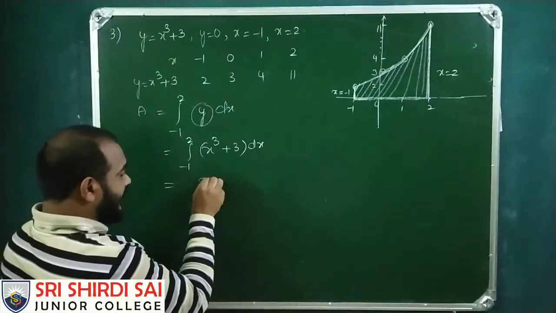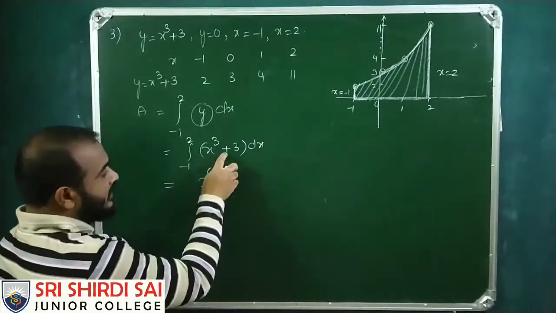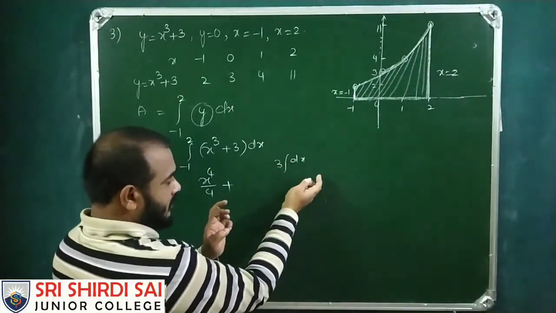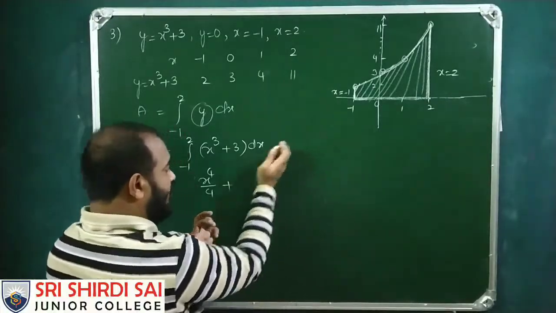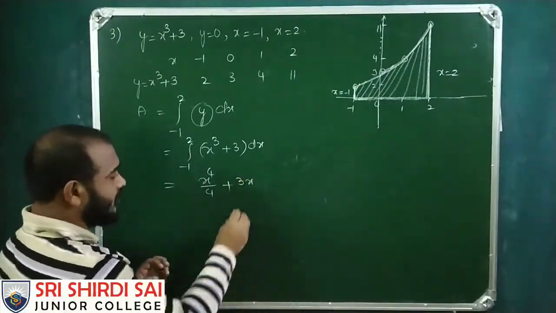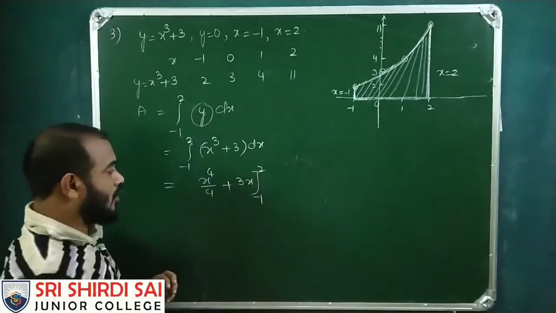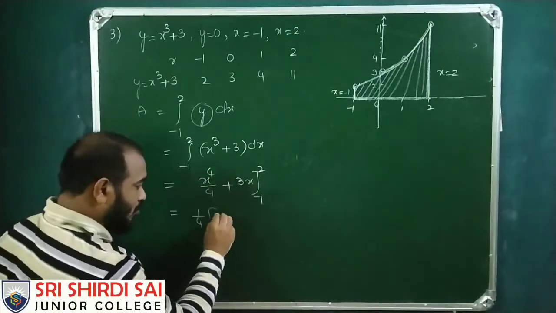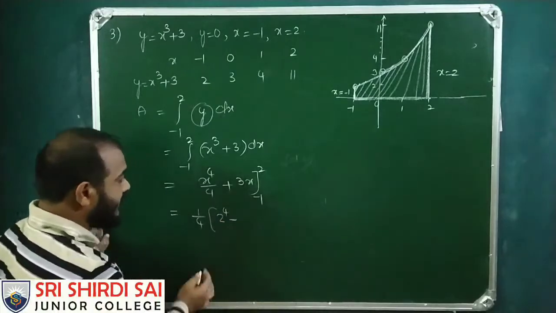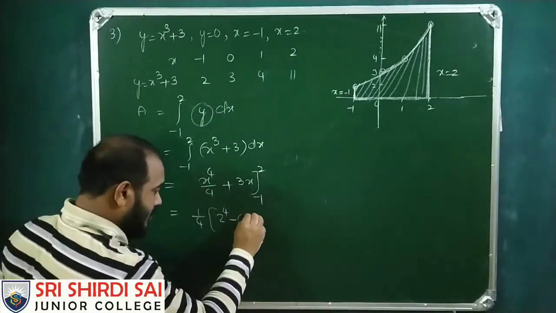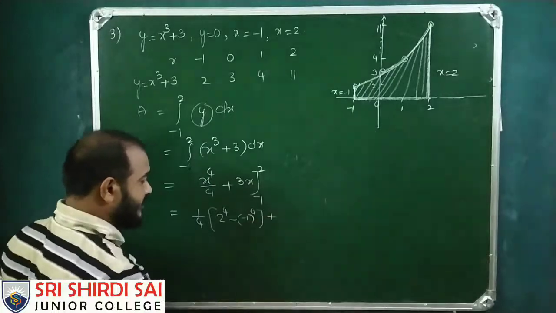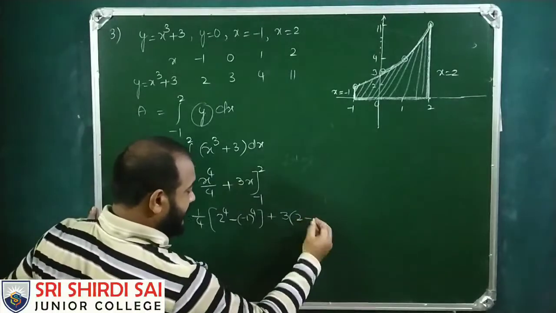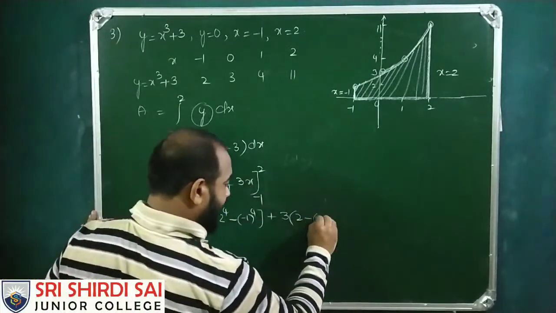Now we know how to integrate this. Integral x cube dx is x power 4 by 4, plus integral 3 dx, which is 3 into integral 1 dx. Integral 1 dx is x, so this is 3x. The process of integration is over. So minus 1 to 2 are to be applied here. So 1 by 4, in the place of x upper limit 2 whole power 4, minus in the place of x lower limit minus 1 whole power 4, plus 3 into, in the place of x upper limit 2, minus in the place of x lower limit minus 1.